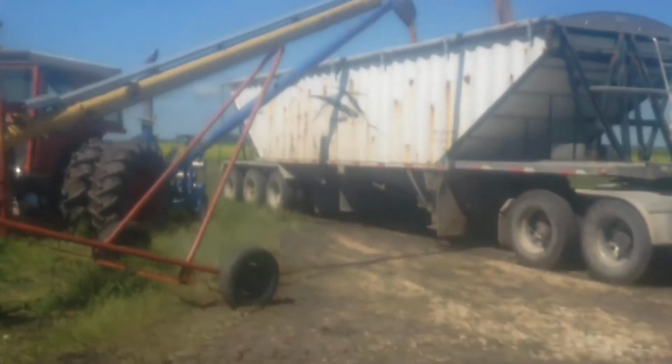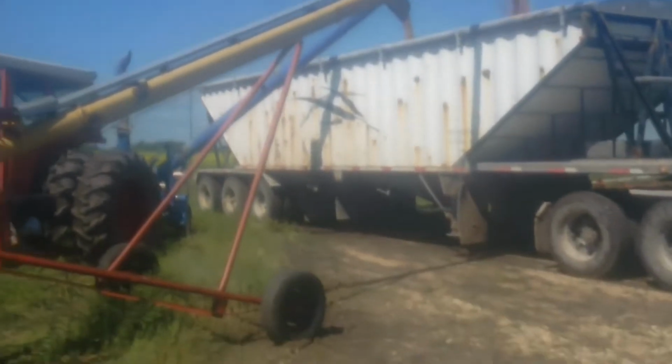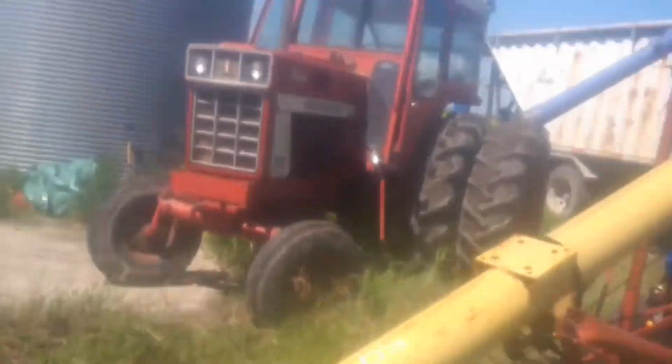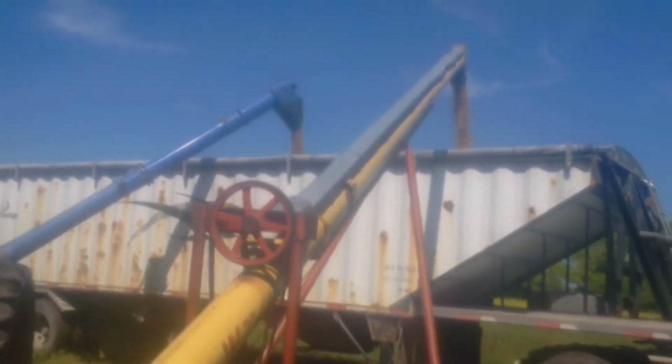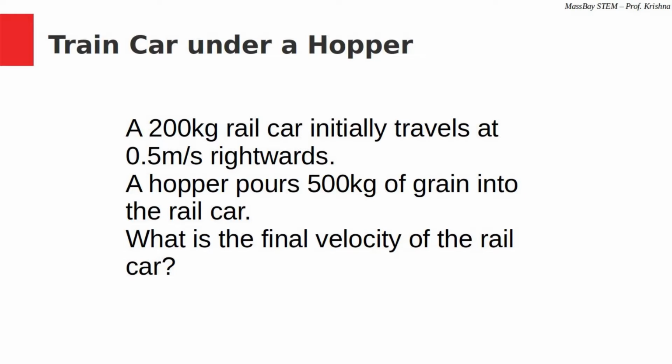We'll start with a simple but unusual example: conservation of momentum when an object gains mass. For instance, this rail car gains mass as it is filled up with grain. Consider this puzzle. A 200 kilogram rail car initially travels at 0.5 meters per second rightwards. A hopper pours 500 kilograms of grain into the rail car. What is the final velocity of the rail car?